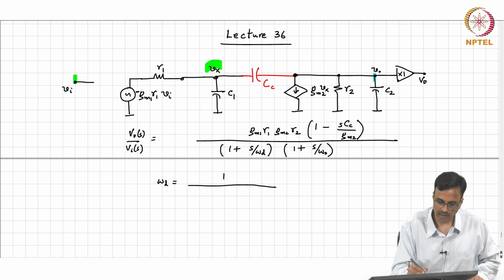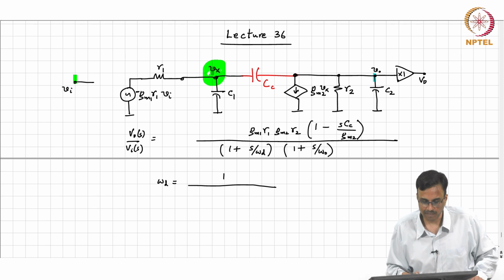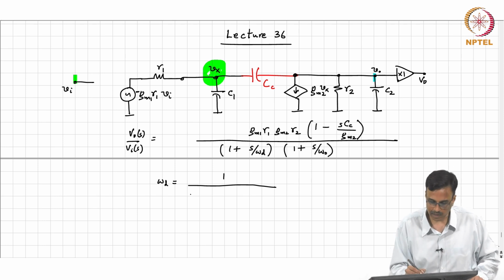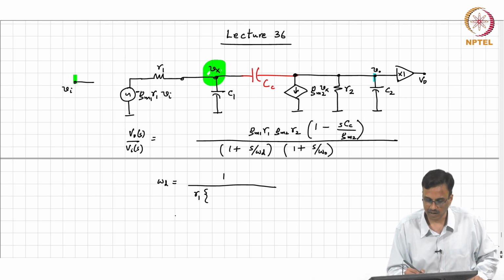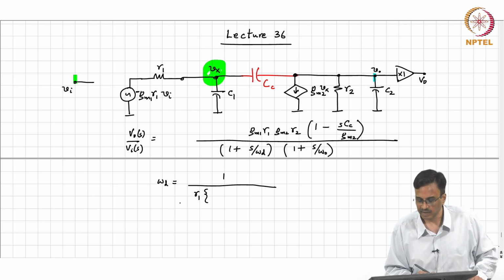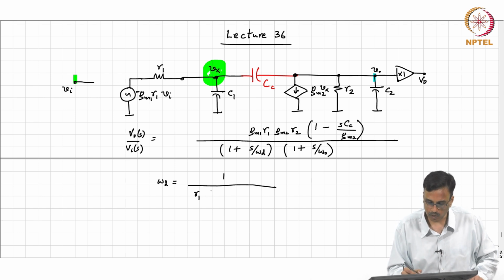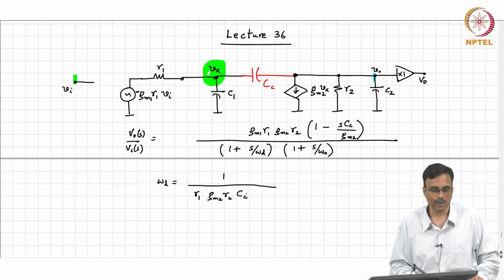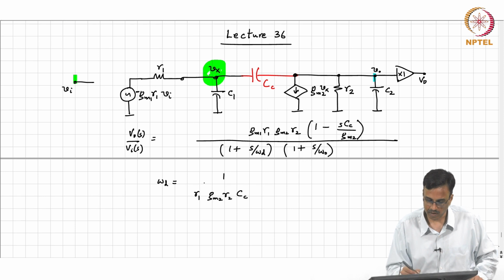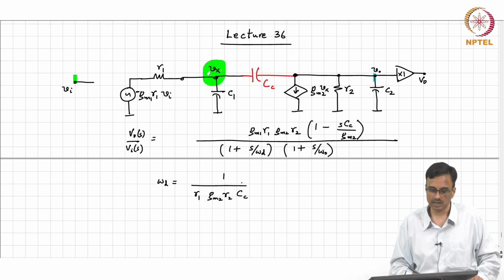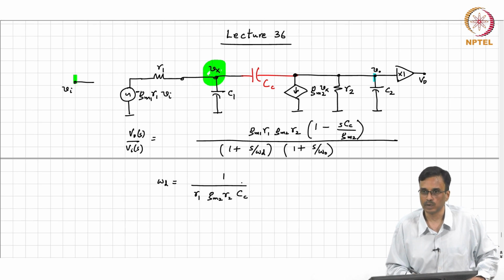The dominant pole frequency is due to the effective time constant at that node, and that is basically 1 over R1 times... Well, if you want to do the exact thing, it's a long expression, but in any case, since Cc is a Miller compensating capacitor, the effective capacitance looking in at node Vx is for all practical purposes equal to Gm2 times R2 times Cc. There is a 1 plus Gm2 R2 there, but since Gm2 R2 is expected to be large, this is the dominant pole frequency, right.